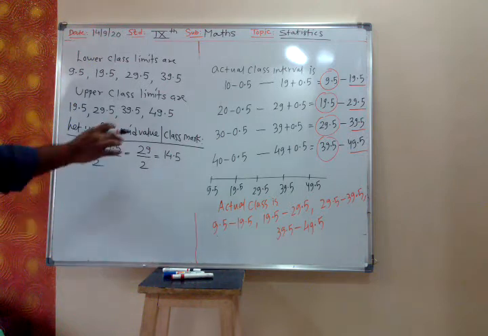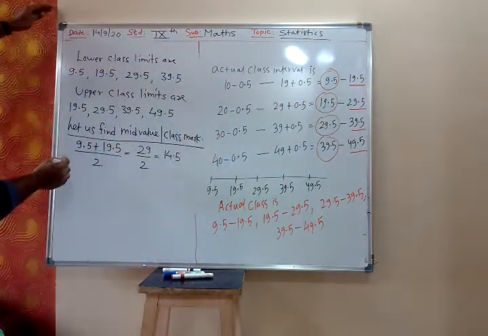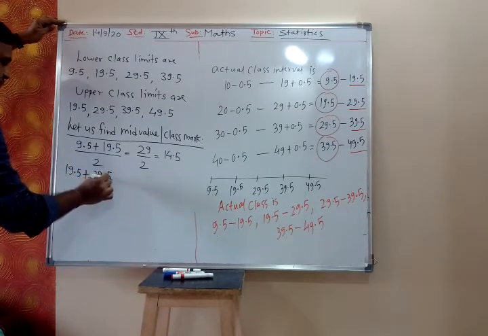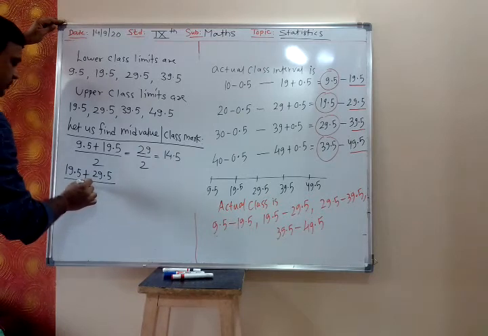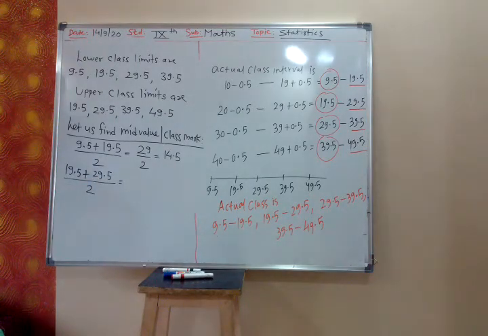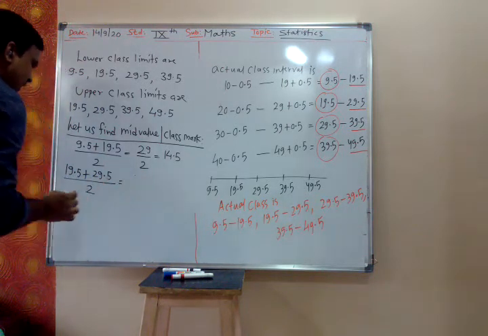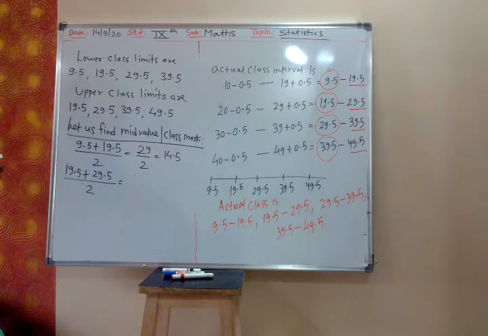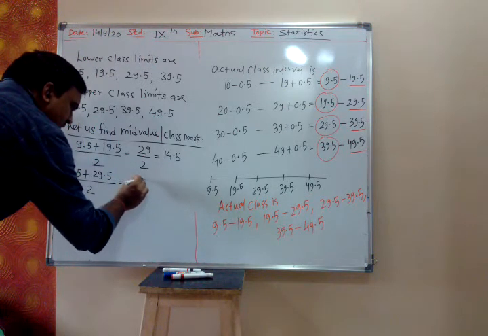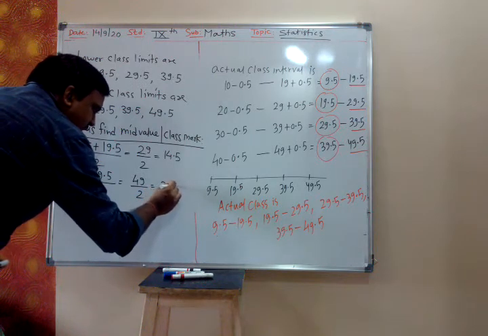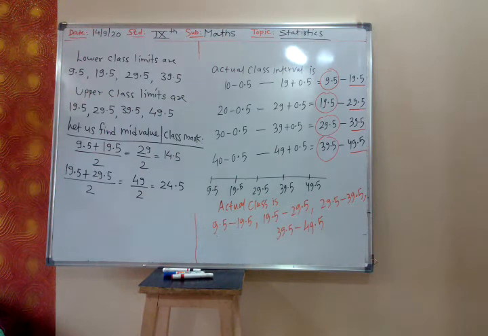Then next, 19.5 to 29.5. So lower limit plus upper limit, divide this total by 2. So 19.5 plus 29.5 divided by 2, that is 49 divided by 2. 2 2s are 4, 2 4s are 8. 24.5 is the next mid value.